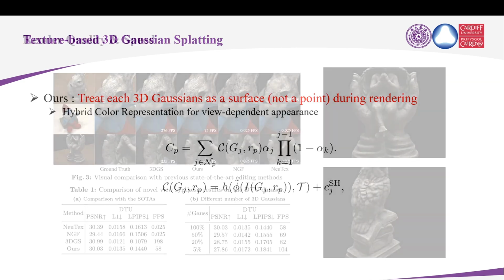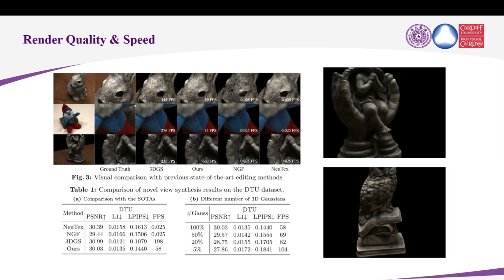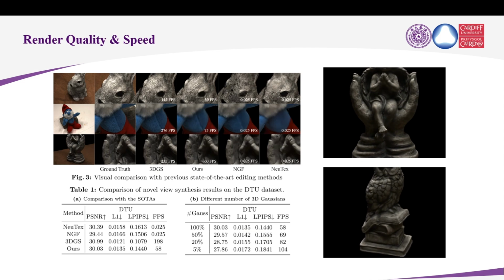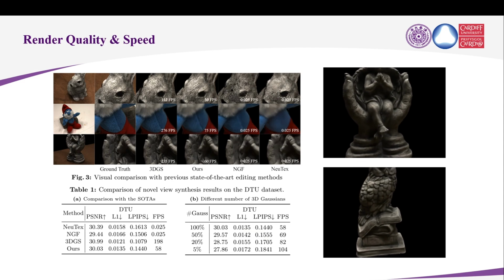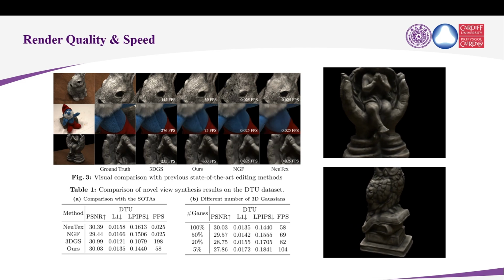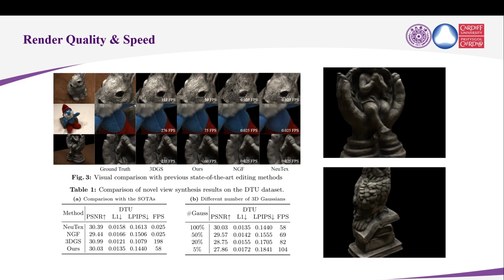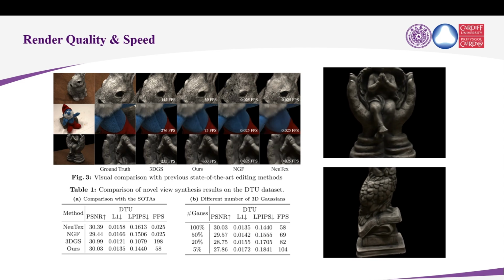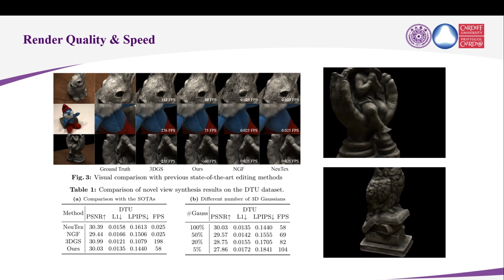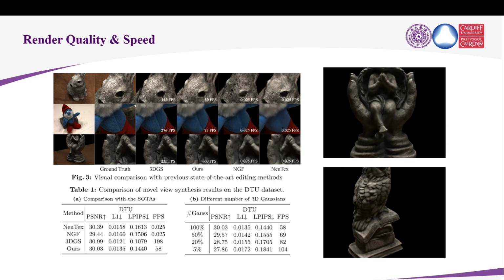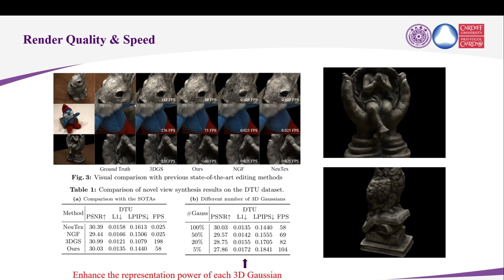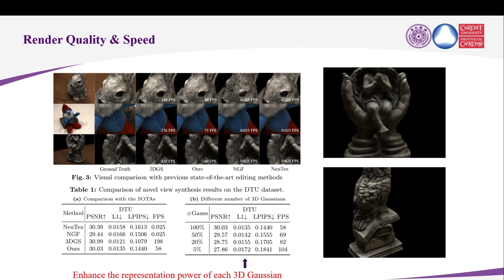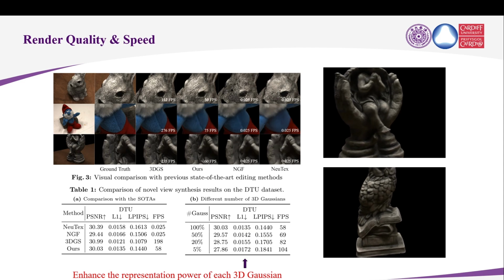Here are the experimental results of our method on novel view synthesis. TextureGS can generate higher quality view synthesis results, while achieving real-time rendering speed 2,000 times faster than NeRF-based methods. Notably, TextureGS also enhances the representational power of each Gaussian, enabling fewer 3D Gaussians to represent objects with rich texture.